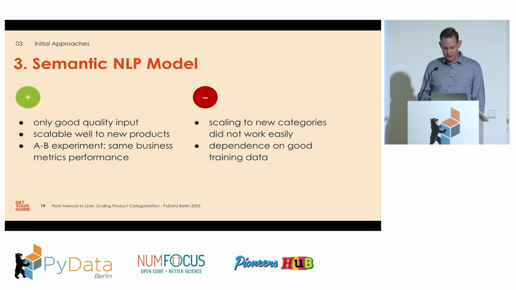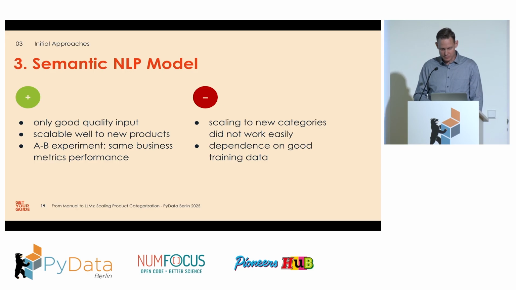Downside is that scaling to new categories did not work as easily as we thought. We originally thought, okay, maybe for new categories we can just use a global threshold, and that works well enough at the beginning, but it didn't. So we saw for some categories you need a very small angle as a threshold, for some a very wide angle. And there was a dependence on good training data. We needed a lot of training data. There we used the old tagging, so it was difficult to improve further on that.